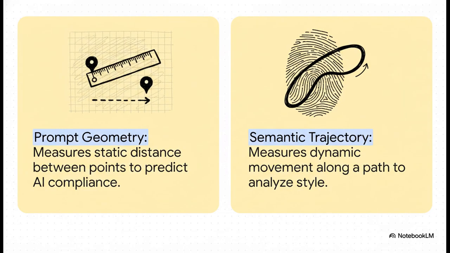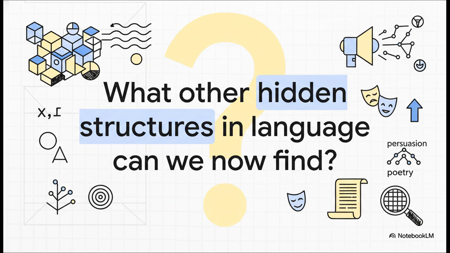So to wrap this all up, we've basically looked at two powerful new ways of seeing language. Prompt geometry measures the static distance between commands to predict how an AI will behave, and semantic trajectory measures the dynamic shape of a text's journey to reveal the hidden fingerprints of an author's style. It really makes you wonder, doesn't it? If we can find the mathematical signature for something as subtle and human as absurdist comedy, what else is hiding in the geometry of language? What other patterns of rhetoric, or persuasion, or poetry are just sitting there, waiting for us to find the right lens to finally see them?